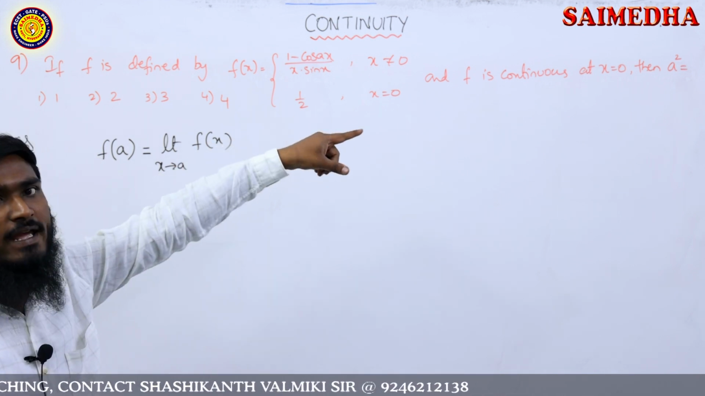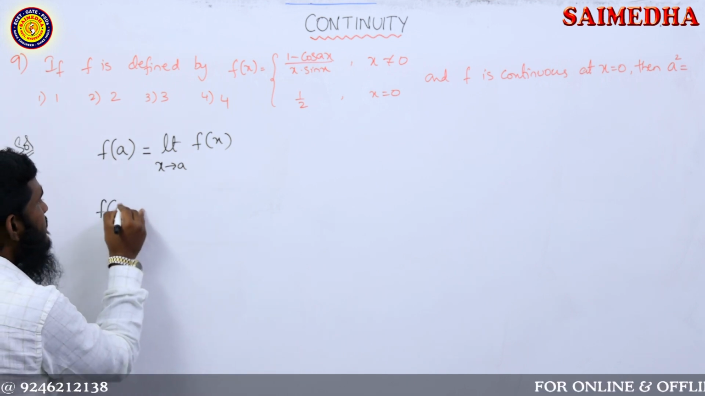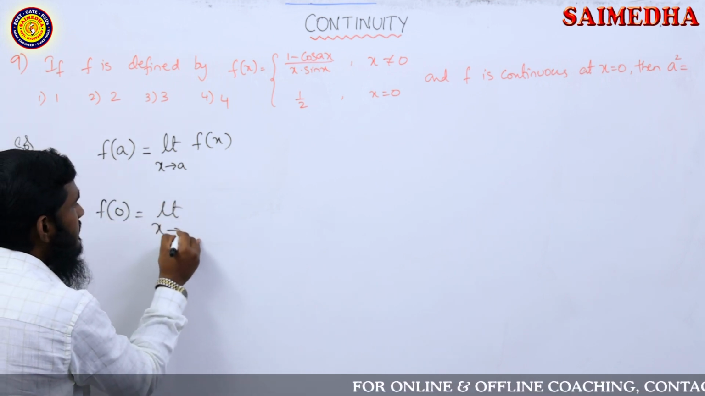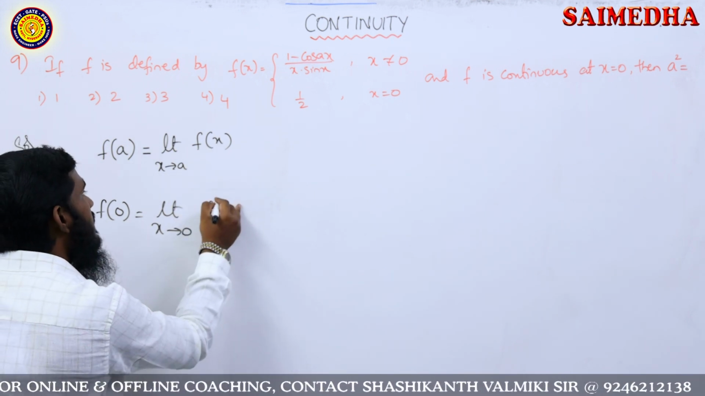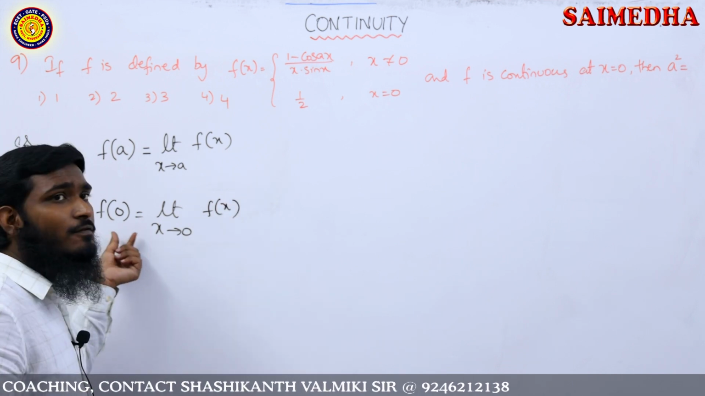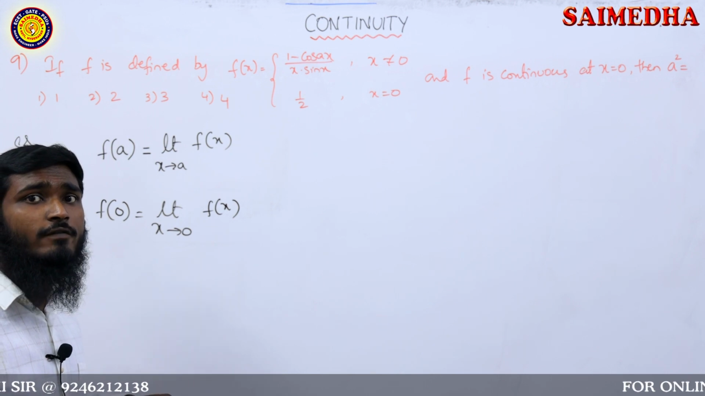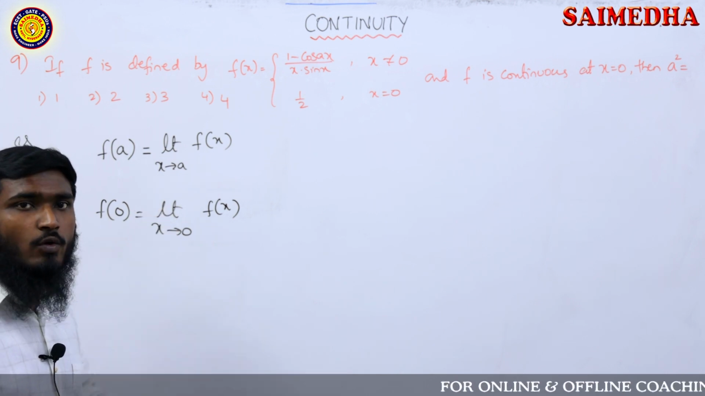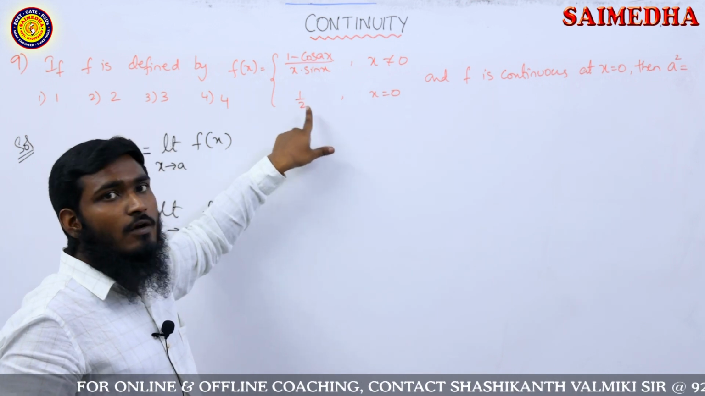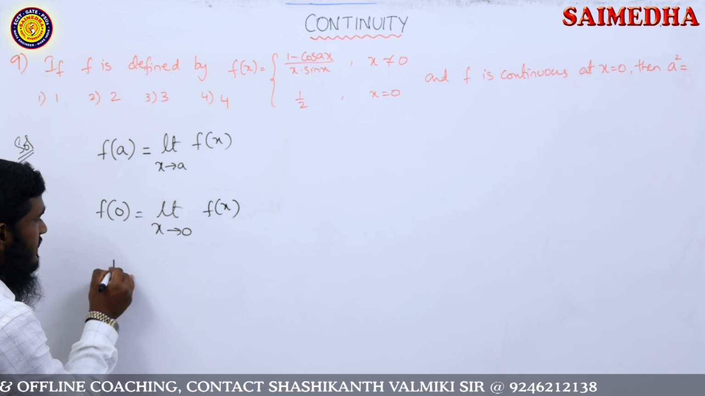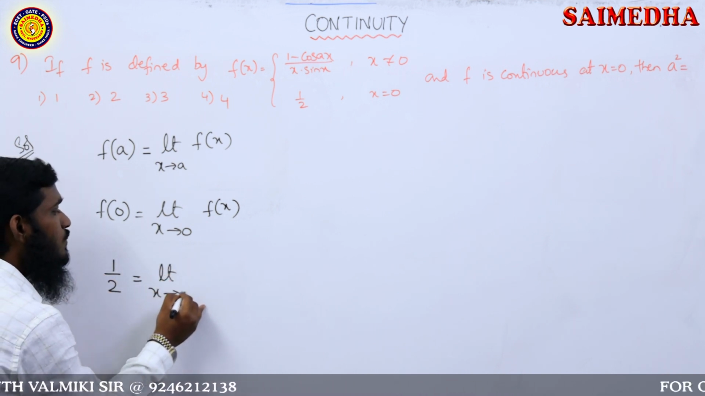Now what is the value of a? x equals 0 is given. So we can write f of 0 equals limit x tends to 0 of f of x. Let us write as it is first. f of 0 is related to the value of the function, so we take x equals 0, and we have to take 1 by 2. So f of 0 equals 1 by 2, which equals limit x tends to 0.